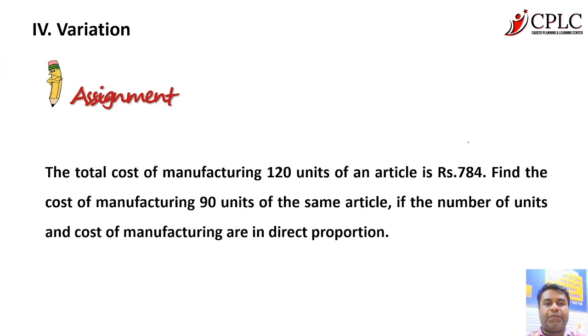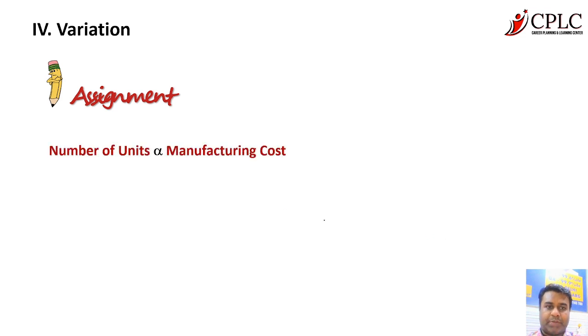The total cost of manufacturing 120 units of an article is rupees 784. Find the cost of manufacturing 90 units of the same article if the number of units and the cost of manufacturing are in direct proportion. So very simple. It says that these are in direct proportion. So what is in direct proportion? Number of units and manufacturing cost.